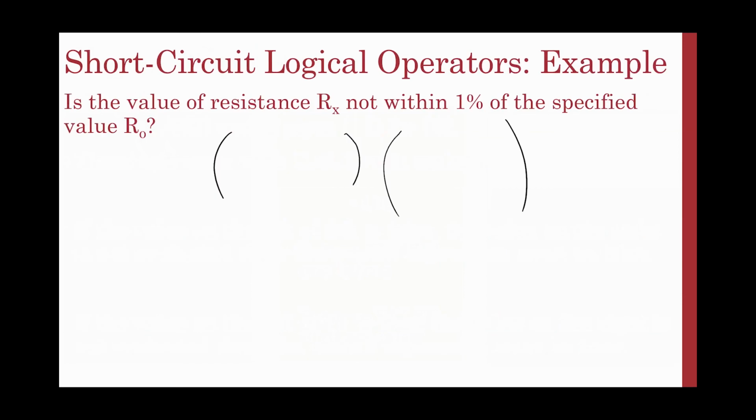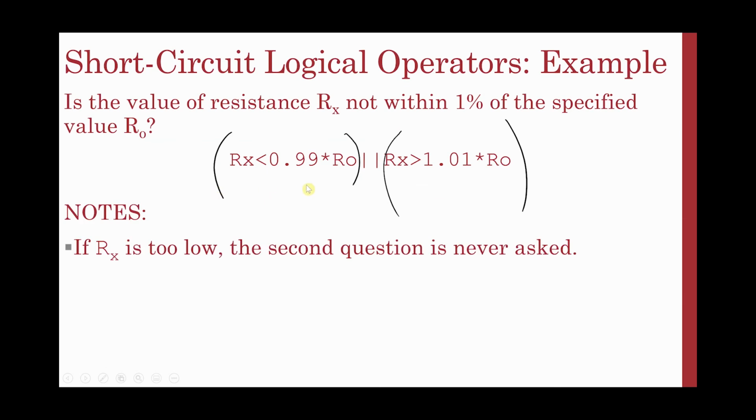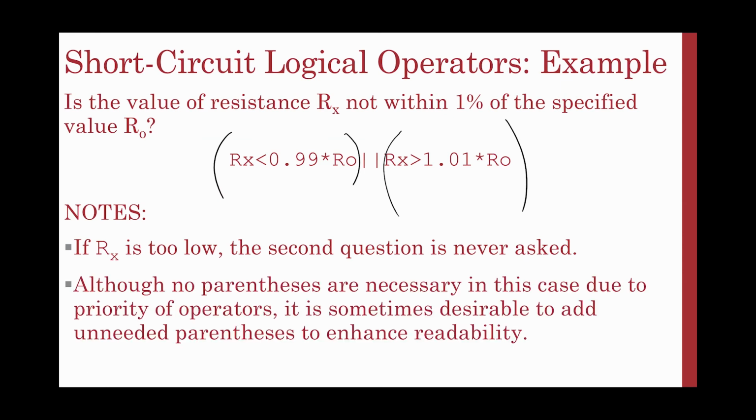So let's take a look at this. We're trying to figure out the value of our resistance if it's not within 1% of the specified value. So we have the left side of the or statement and the right side of the or statement. First it asks if Rx is less than 0.99 times R0, or Rx is greater than 1.01 times R0. So first it's going to check if Rx is low. If Rx is low, the second question is never asked because your or statement has already been satisfied.